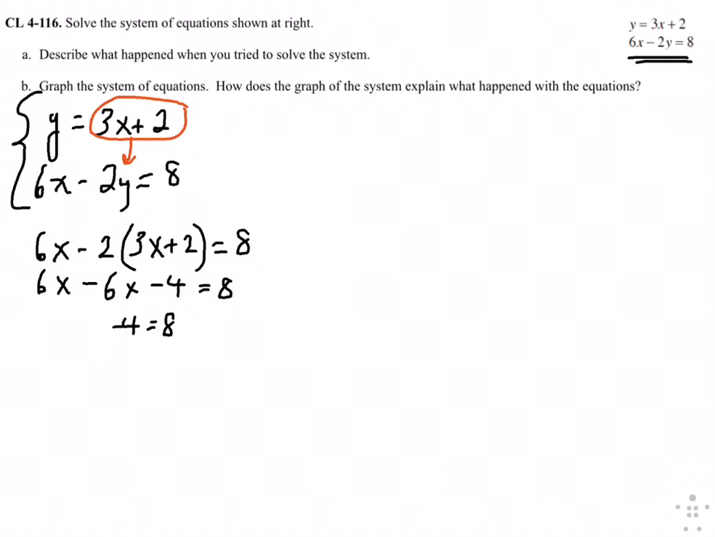And I say, when does that happen? And it never happens, right? So describe what happened when you tried to solve. The variables canceled out, and I understand that this means that there's no solution. And the way that can happen with two linear equations is when the lines are parallel, right?